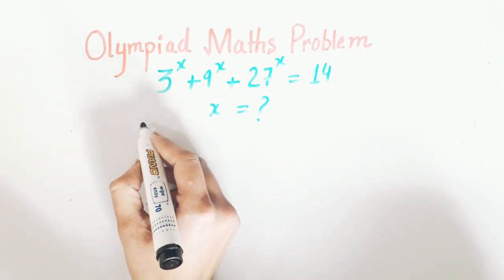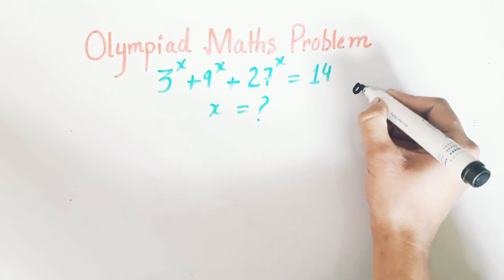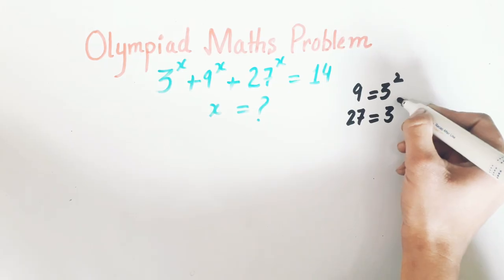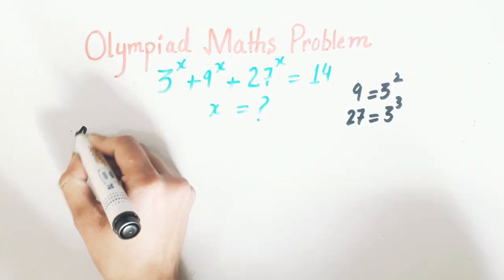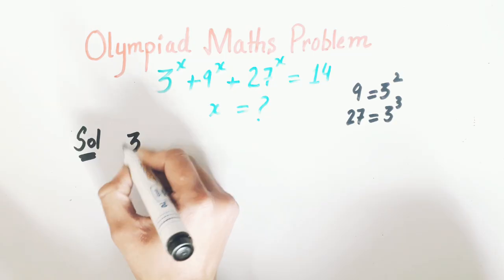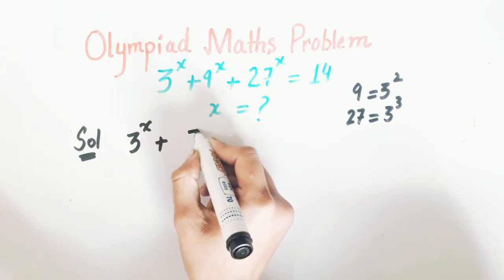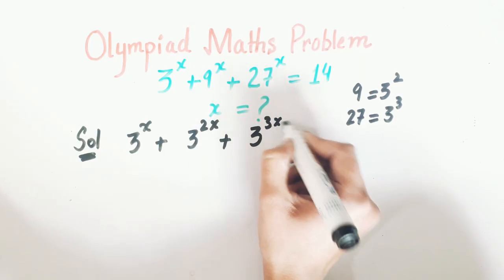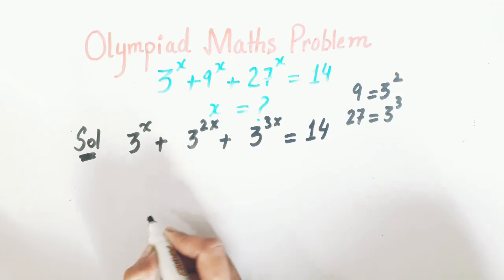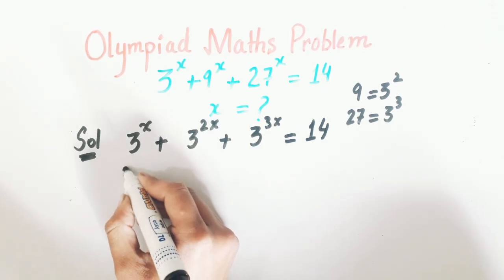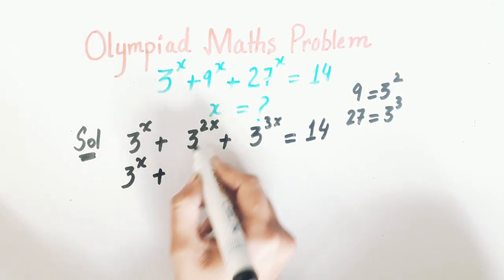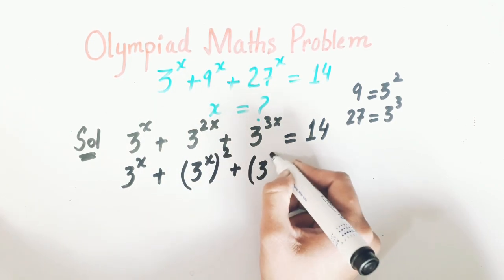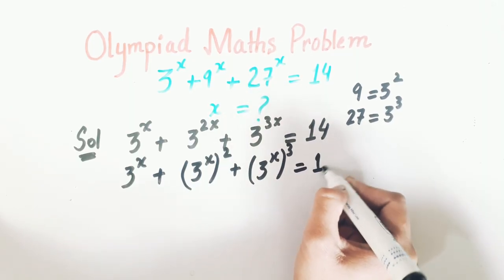For this purpose, first of all, we will recall that 9 is the square of 3 and 27 is the cube of 3. So we will substitute this here and get 3 raised to power x plus 9 can be written as 3^2x, and 27 can be written as 3^3x, that equals 14. Now we will write this as 3 raised to power x plus (3 raised to power x) whole square plus (3 raised to power x) whole cube equals 14.